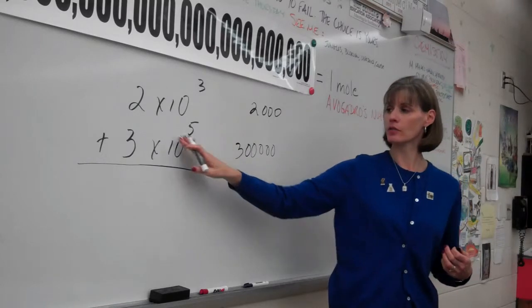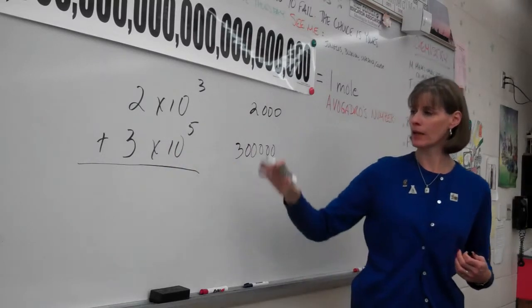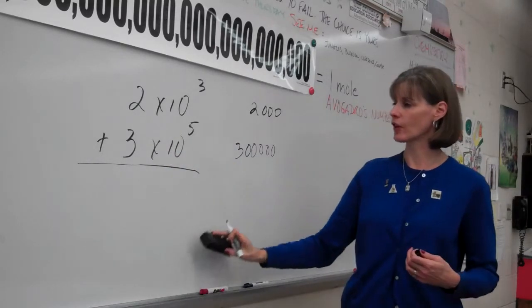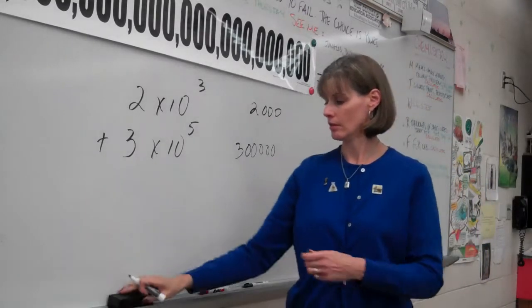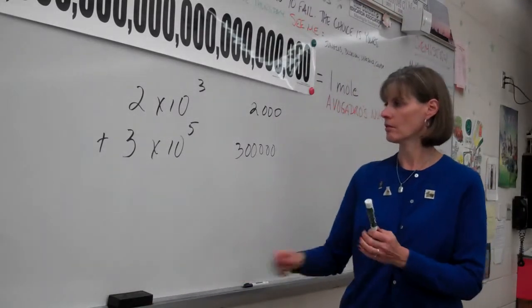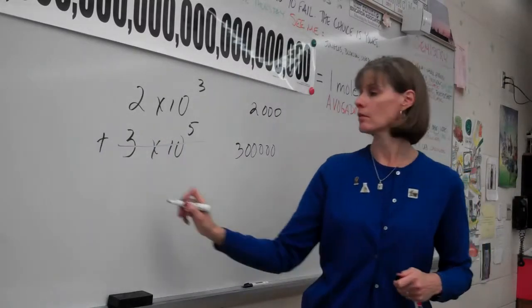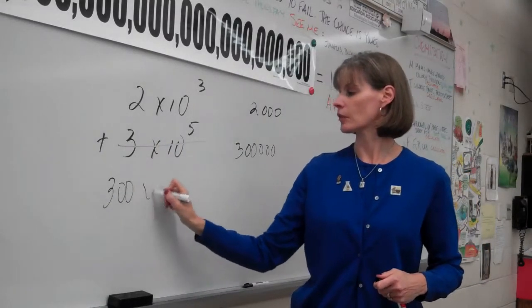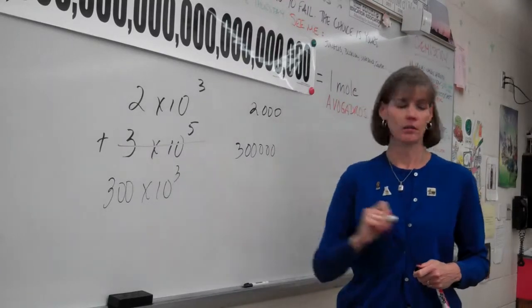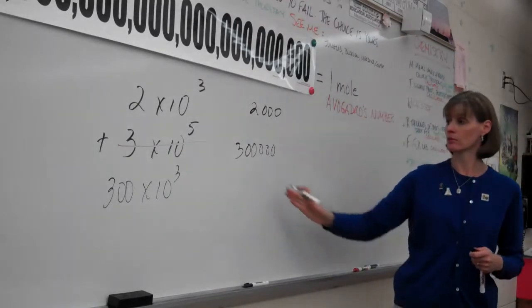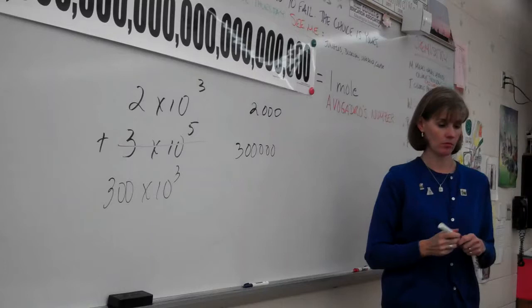Okay? Let's do this one. How would we make this 3 times 10 to the fifth? 300 times 10 to the third. Everybody see that? Everybody agree? Okay, then we could add them together.